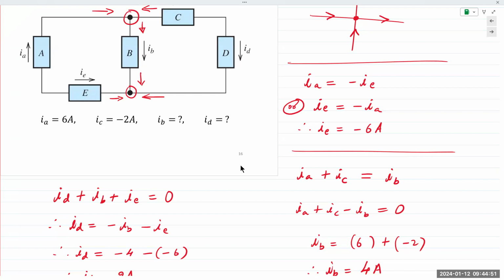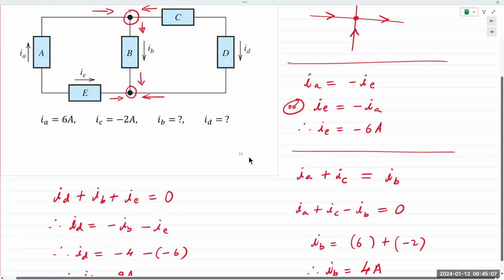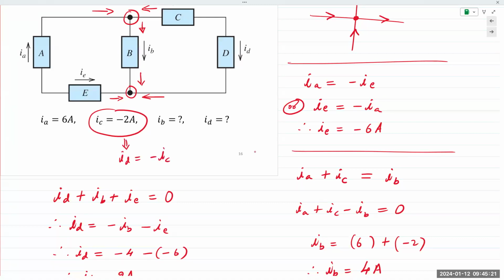But anyway, this was not an error or anything. This was just a long-winded way of solving ID. Since you already solved IC, ID and IC are in the same branch of the circuit. They're just moving in opposite directions. Exact same scenario as A and E. And so ID can directly be written down as minus IC. And IC was given to us originally as minus 2 amps. We would simply write ID equals minus IC, which is simply 2 amps.